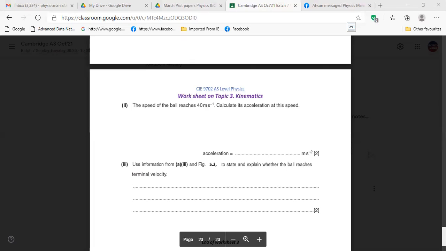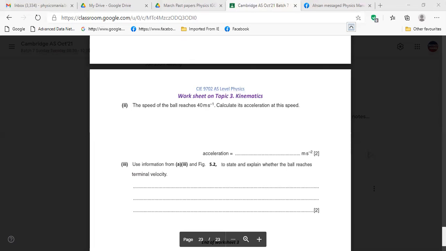Yes, sir. So you write resistance should be equal to weight and it should be constant, right? At terminal velocity. Yes, yes, sir. I got it. Yeah, very good. So thank you so much that you tried it. Question number five, you tried.